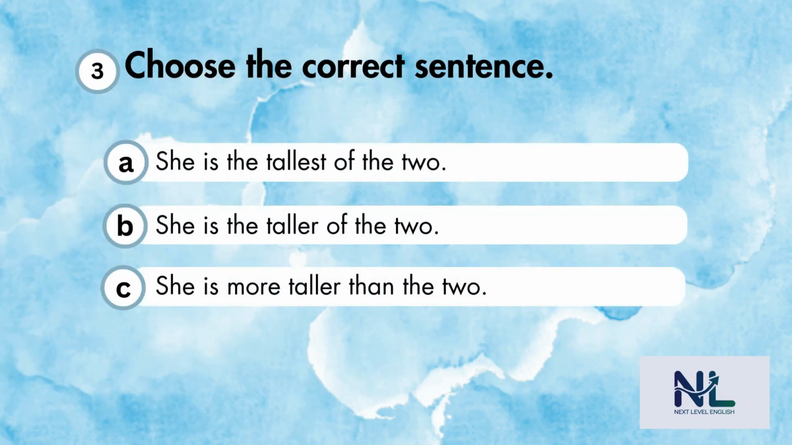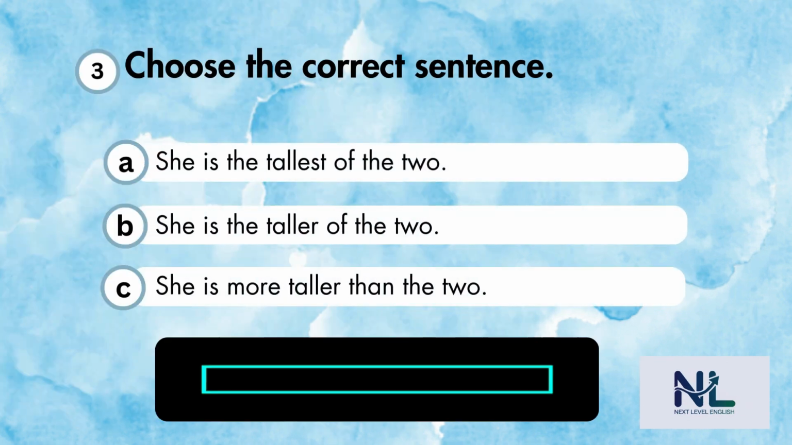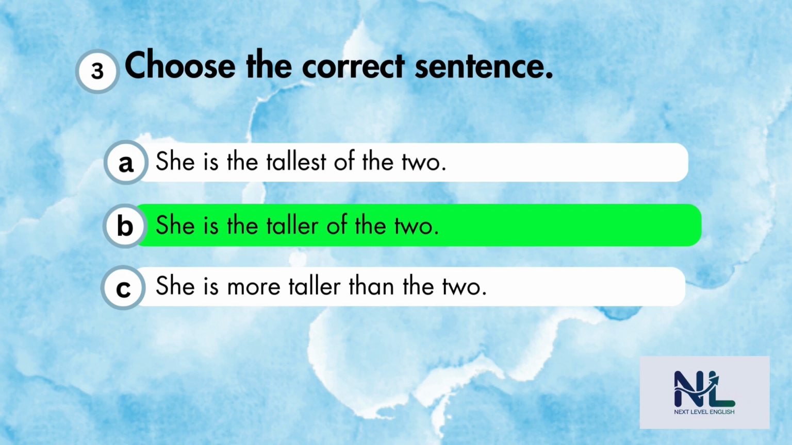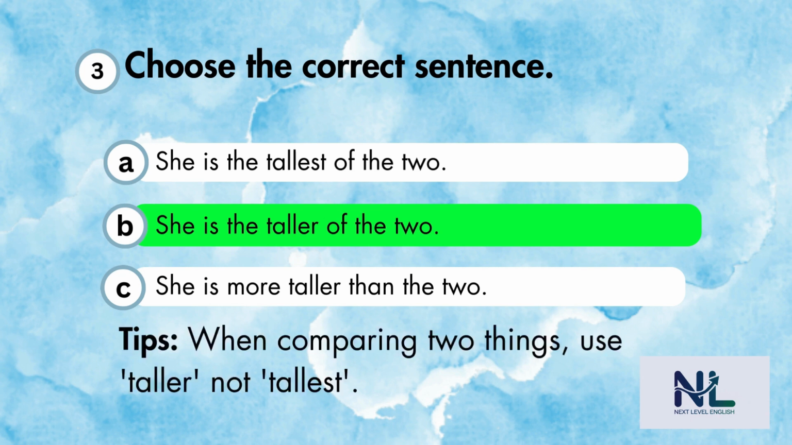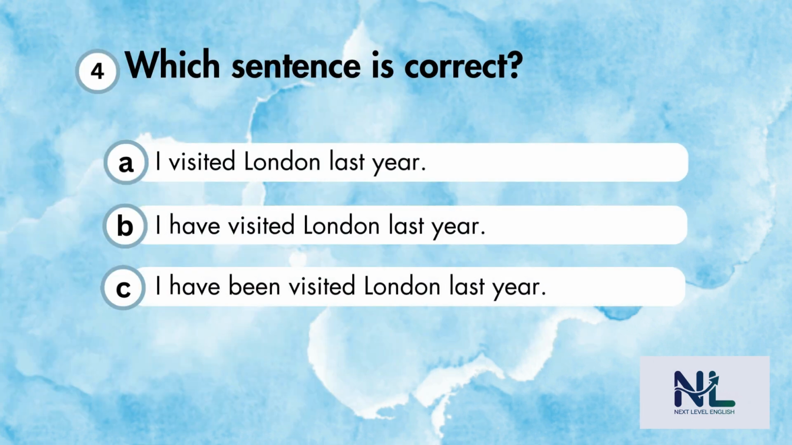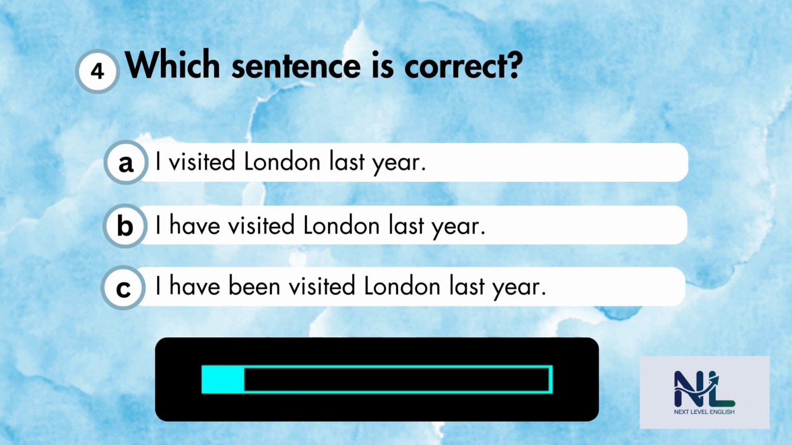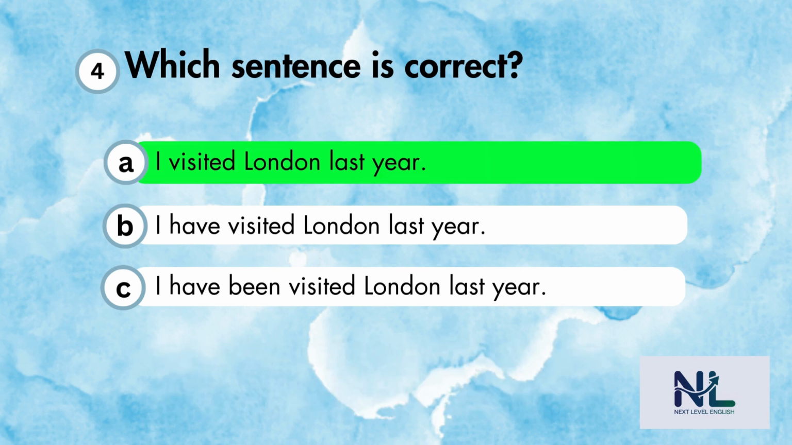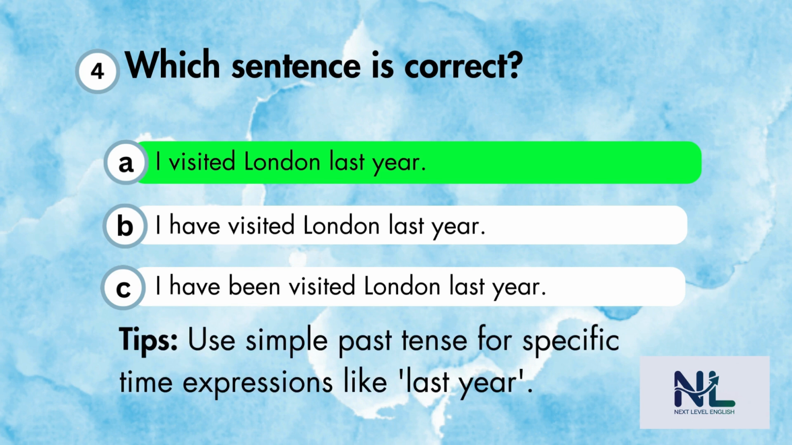3. Choose the correct sentence. She is the taller of the two. Tips: when comparing two things, use taller, not tallest. 4. Which sentence is correct? I visited London last year. Tips: use simple past tense for specific time expressions like last year.